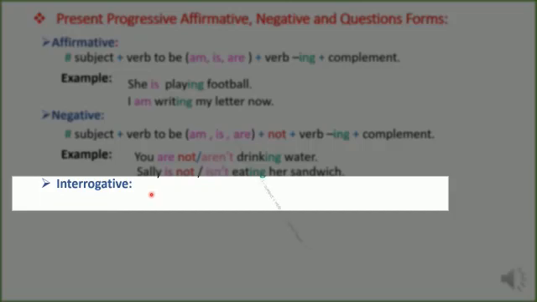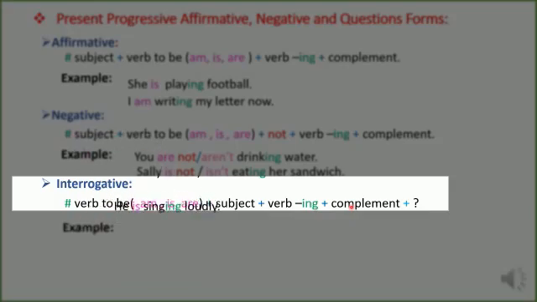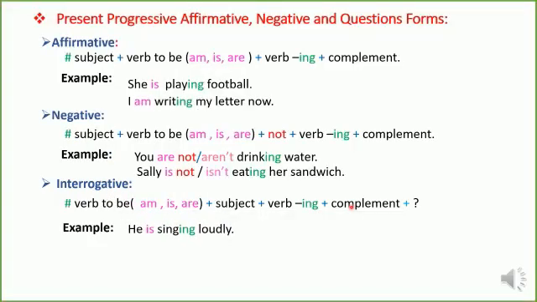As for the interrogative or question sentence, verb to be, is, are, plus subject, okay, plus the present progressive verb plus ing, plus complement and the question mark at the end. Look at this affirmative sentence. He is singing loudly. Let us change it into the question or interrogative. Start with the verb to be, is, and then the subject he, then the present participle singing. Is he singing loudly? Question mark. For example, yes, he is, or no, he isn't.